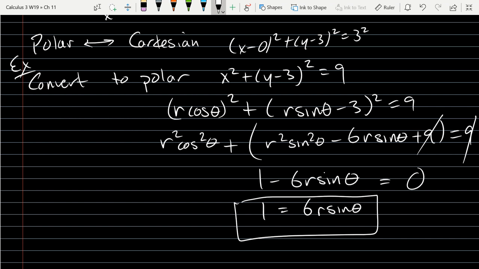Are there any algebra questions on simplifying? Oh yeah, you would definitely have an r squared. So it would probably make sense to divide by r. So we would be left with that right there.